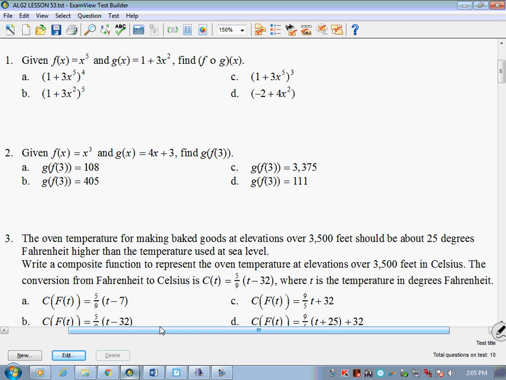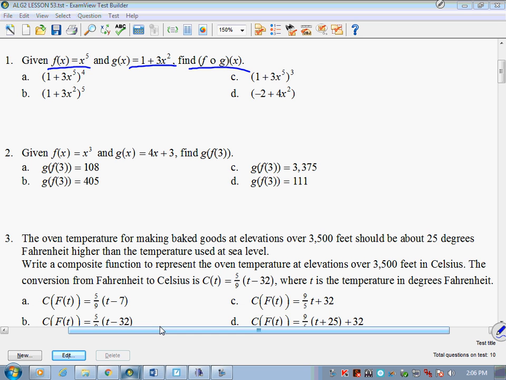Okay? Here, we've got f of x equals x to the 5th. G of x is 1 plus 3x squared. We want f of g of x. Are we going to substitute anything in for the final x? No, because they didn't give us a number, right? All right, what is the large function? What is the function I'm putting things inside of?